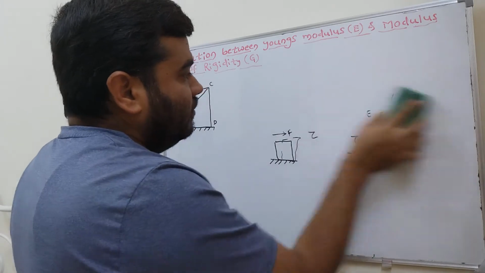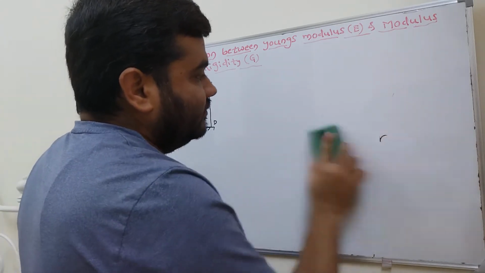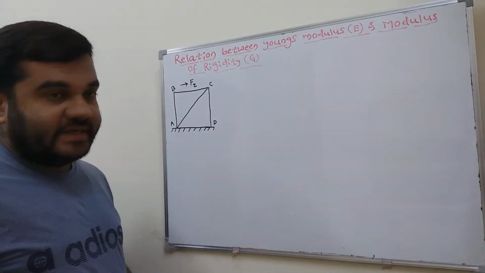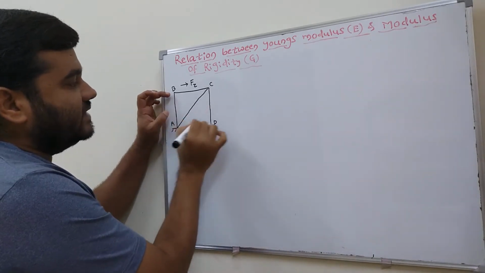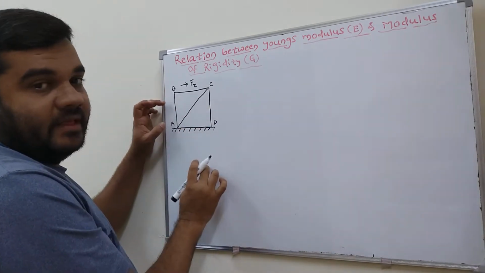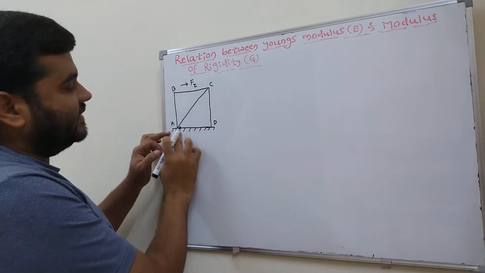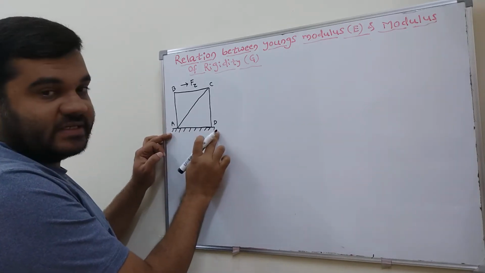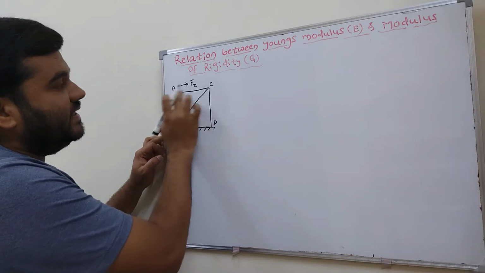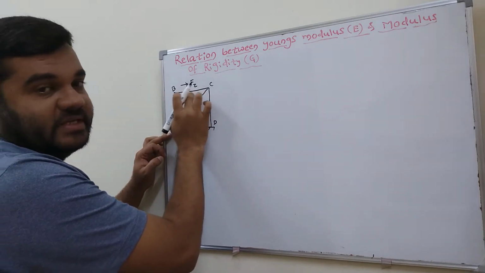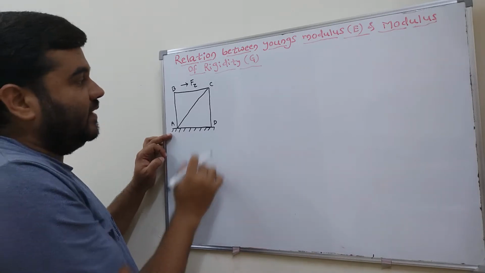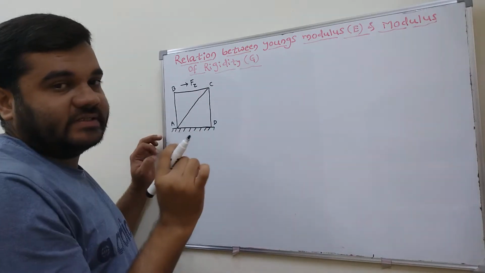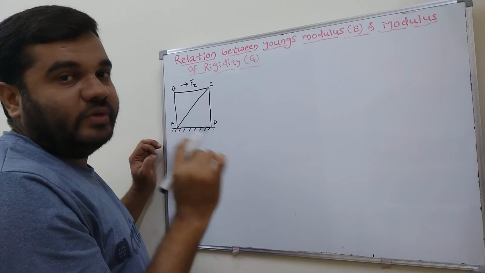So today we will derive the relation between E and G, Young's modulus and modulus of rigidity here. We will go step by step. First, consider a square block. Consider a body in square shape, ABCD, and its one end AD is fixed, whereas the face BC is subjected to shear load. Its thickness is unit thickness. We need to consider unit thickness.